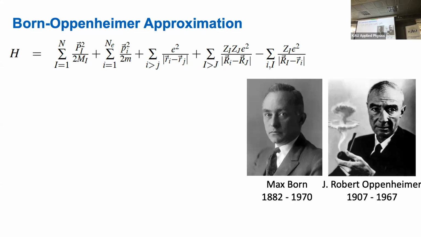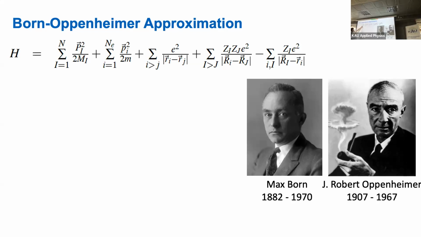Okay, the Born-Oppenheimer approximation was this: the two tried to simplify the Schrödinger equation. They thought, okay, let's take the Schrödinger equation in a very general form, and the Hamiltonian in general form. What will it look like?